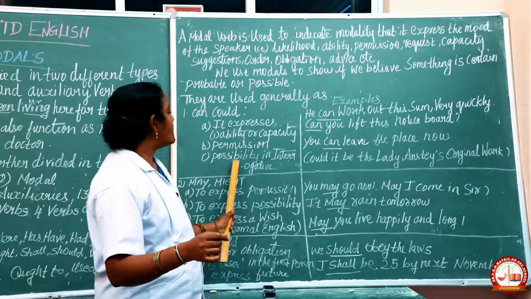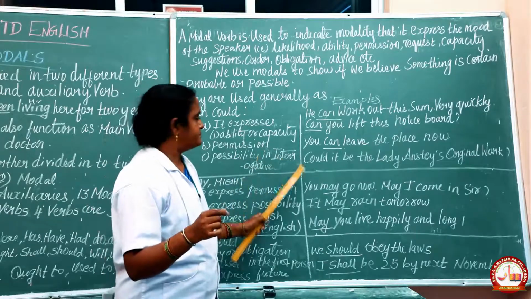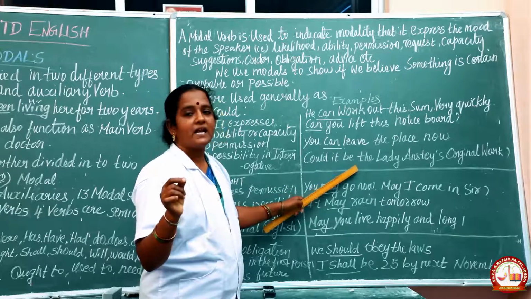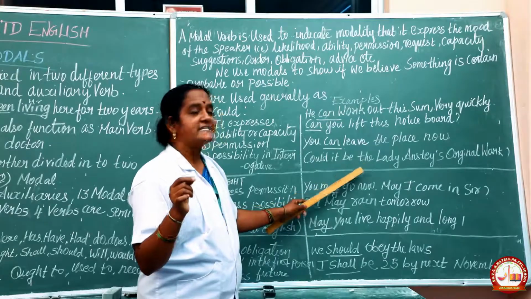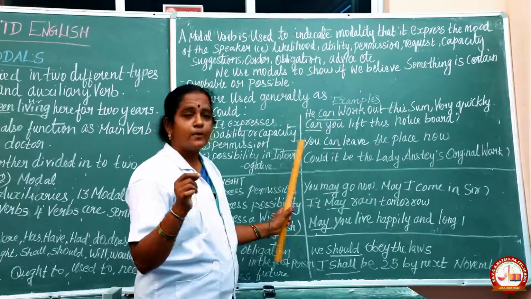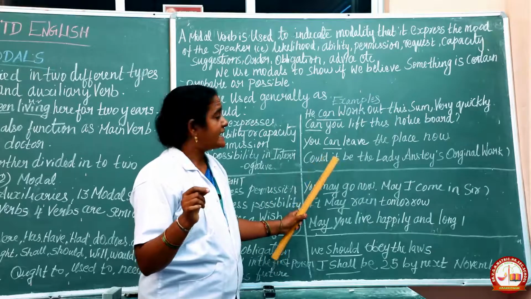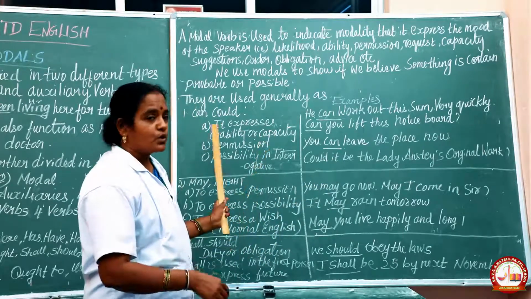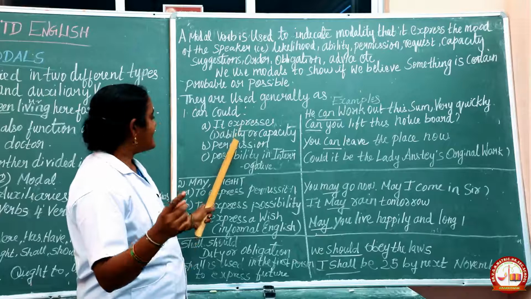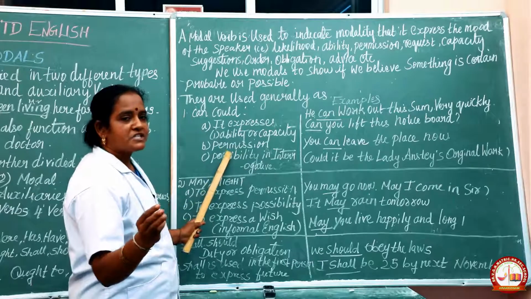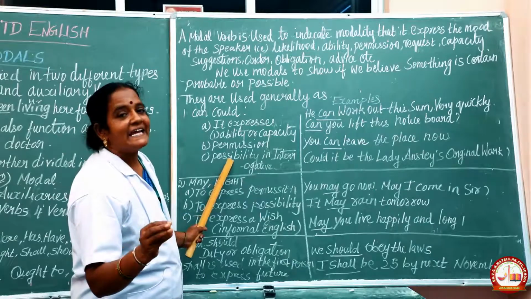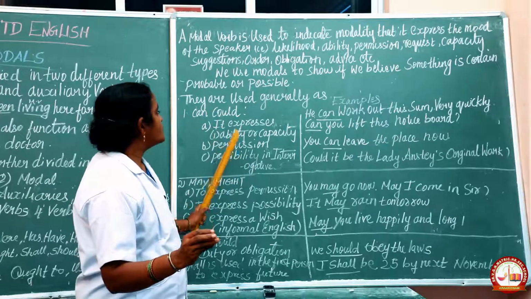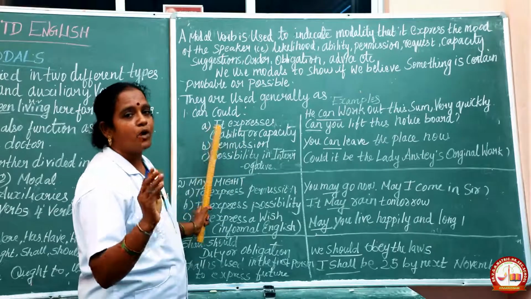And the next one is possibility in the interrogative. Could it be the Lady's and Stay's original work? This is the possibility. So we can use can and could to express ability, capacity or permission, and the next one is possibility in the interrogative. These are the uses of can and could in modals.